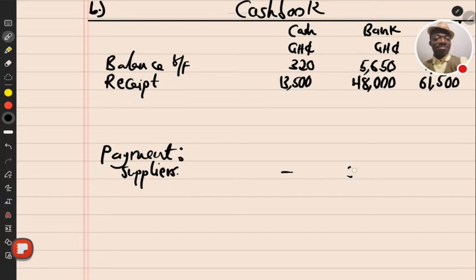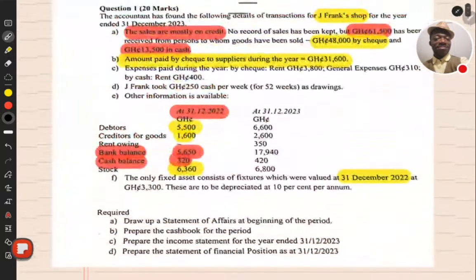So we'll have here as what? 31,600. Then we continue with our payment issues.